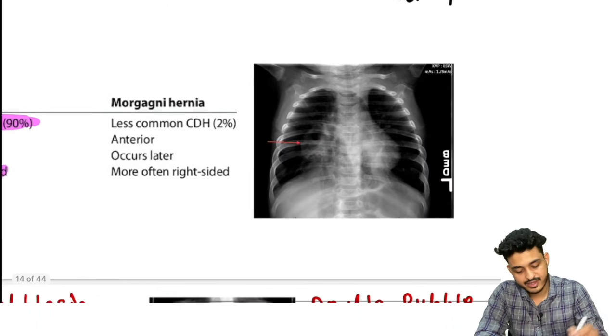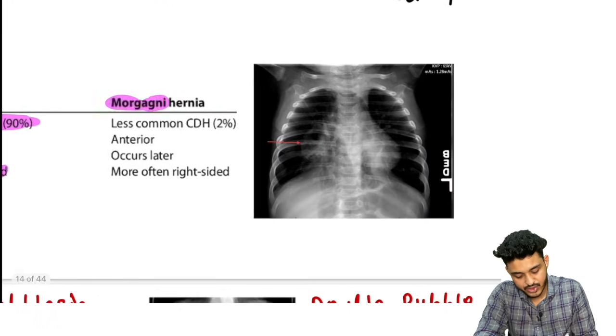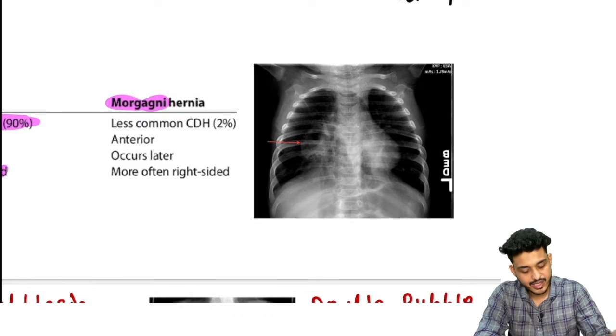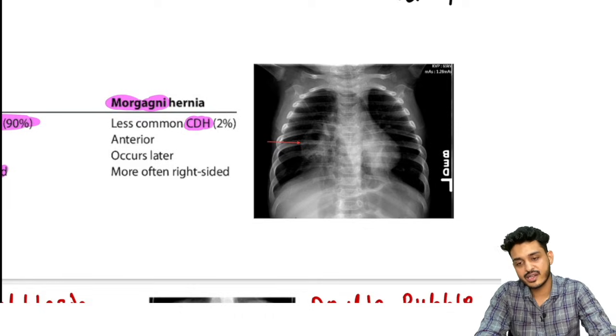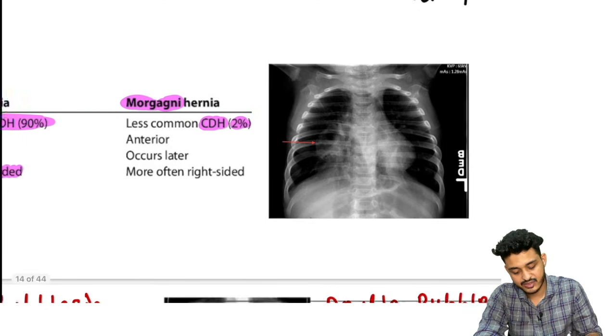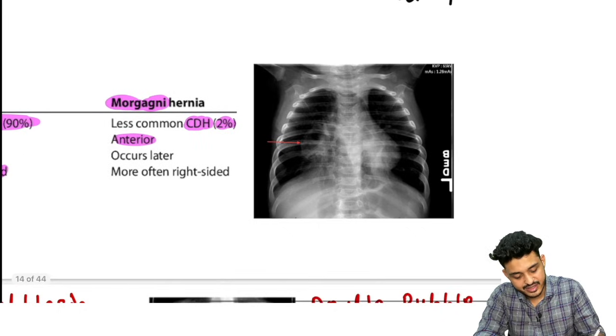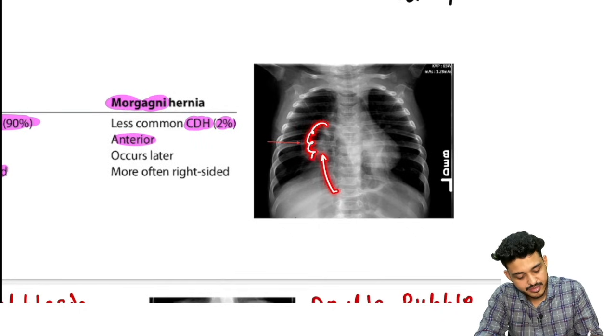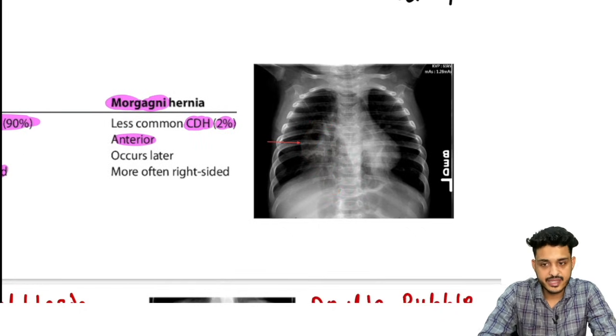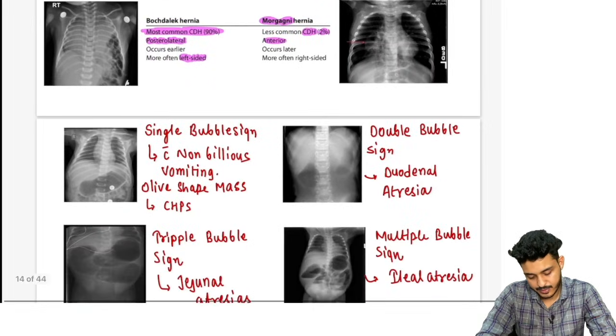Another one we have got is its counterpart, your Morgagni hernia. Morgagni hernia is a less common congenital diaphragmatic hernia, only 2%. This one was 90%. Here the defect is going to be anterior, and this is generally seen on the right side.